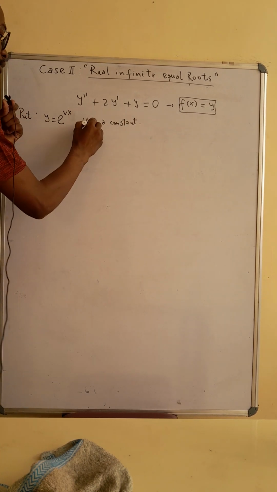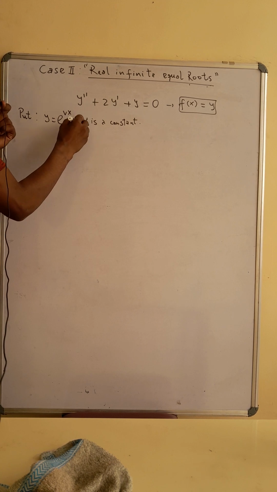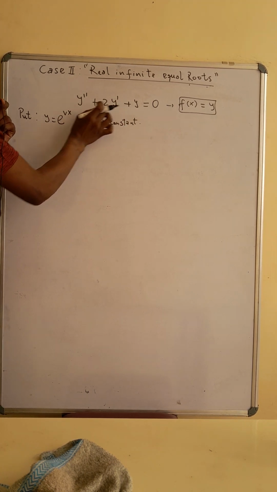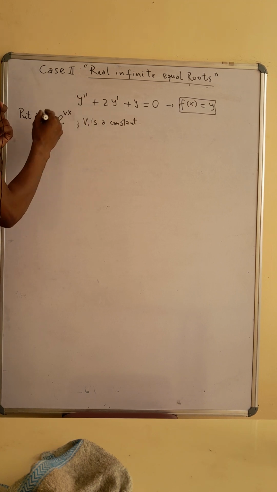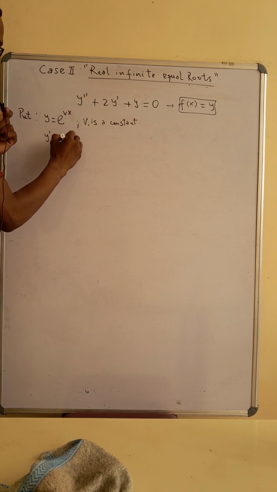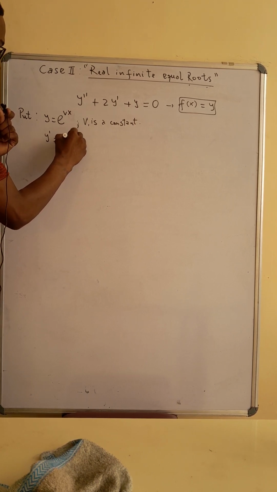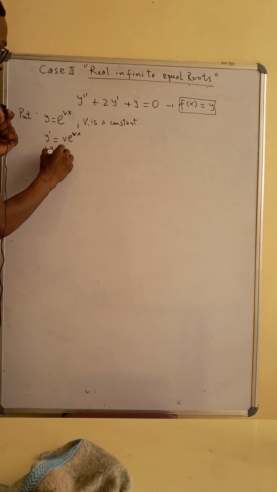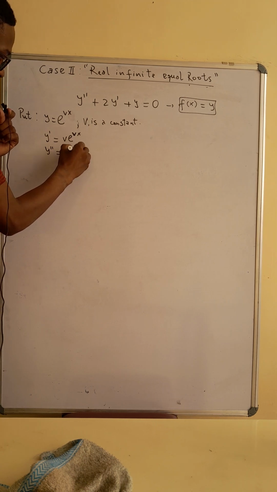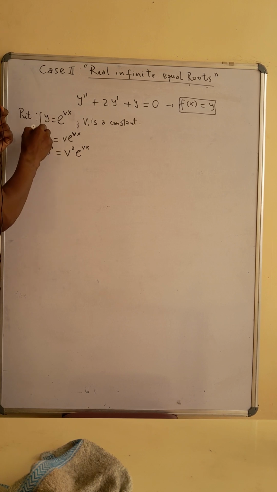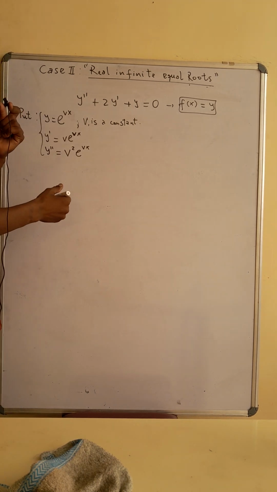Now, what we have to do now? We have to find what is y dash and what is y double dash and substitute in this equation. Y dash will be v times Euler raised to vx. Now y double dash will be v square Euler vx. Just derive.